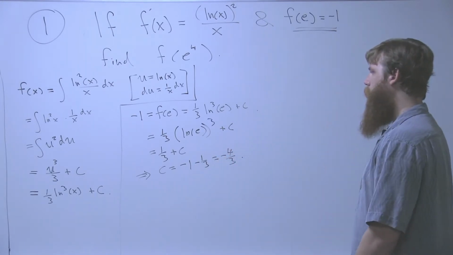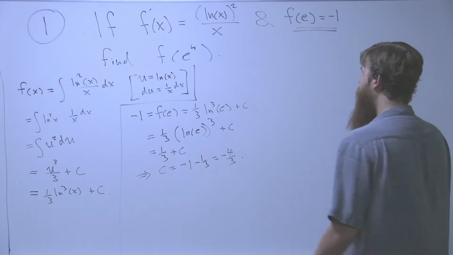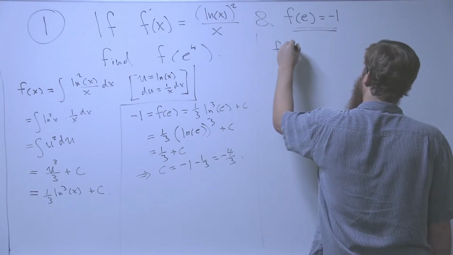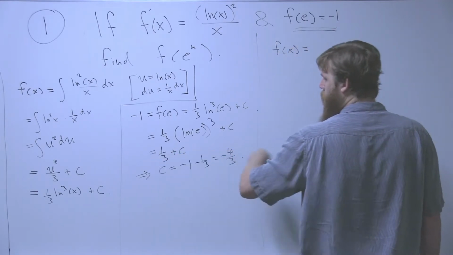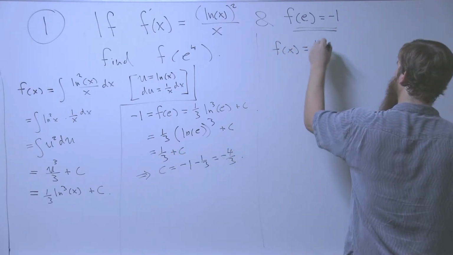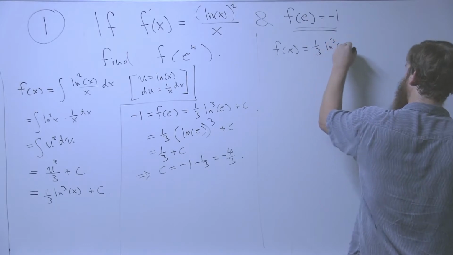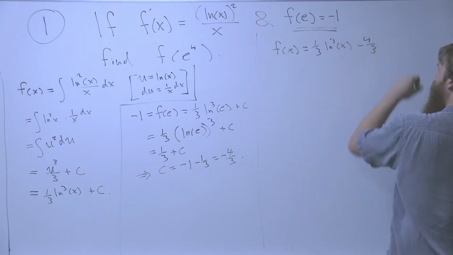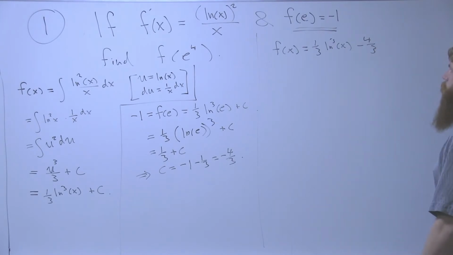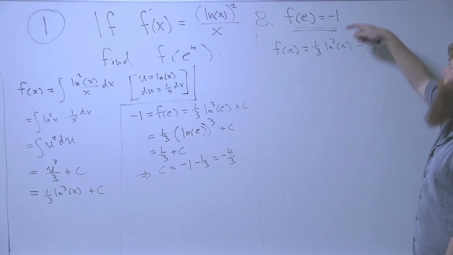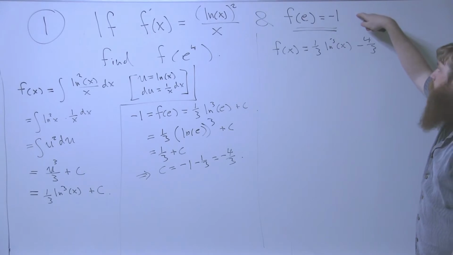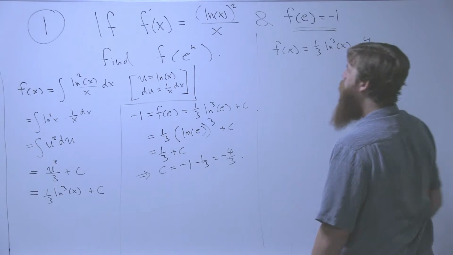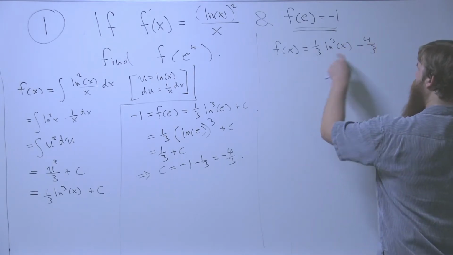Okay? So now we know exactly what f of x is. We know that f of x is equal to 1/3 log cubed x plus c, where c is -4/3. So this is where we stand. We know everything about f of x. So if you want to know what f of e to the fourth is, it suffices to plug e to the fourth in here.